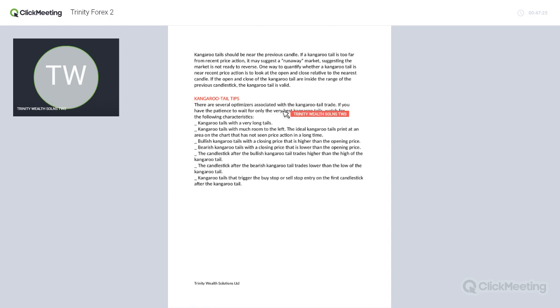Then we have the kangaroo tail tips. There are several optimizers associated with the kangaroo tail trade. If you have the patience to wait for only the very best kangaroo tails, watch for the following characteristics. We look for kangaroo tails with very long tails, and with much room to the left.